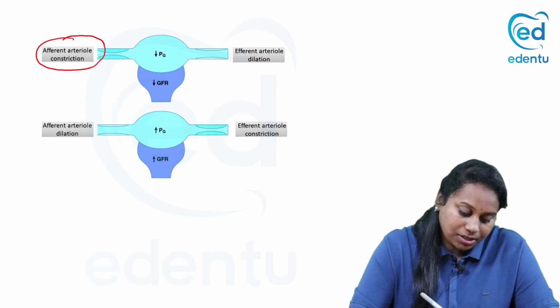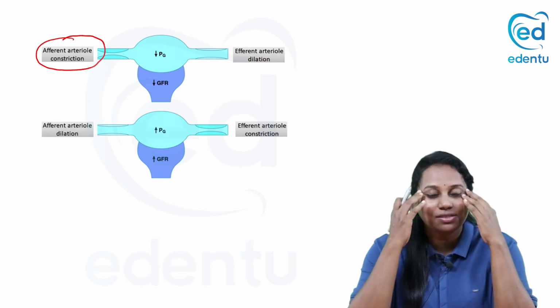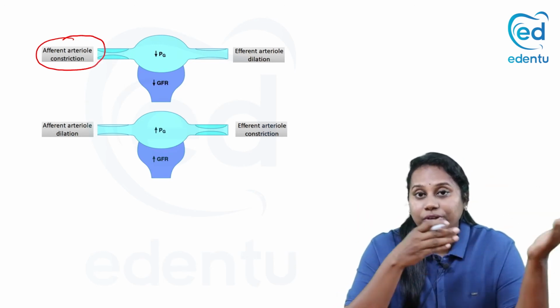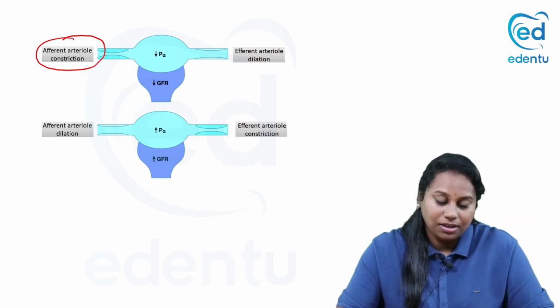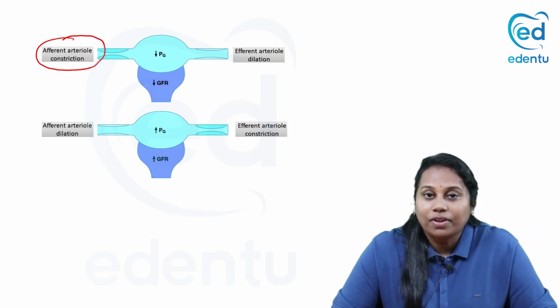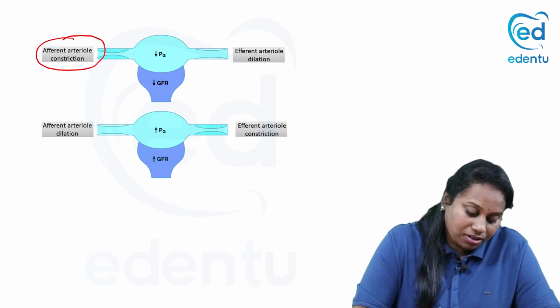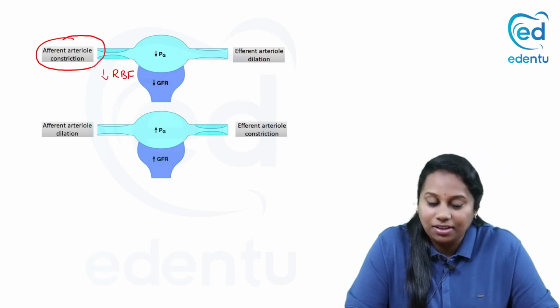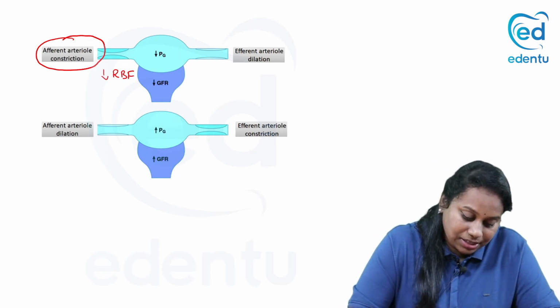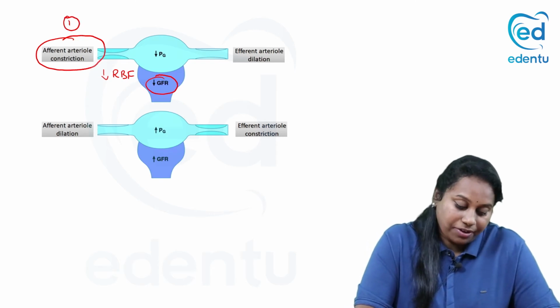Afferent arteriole constriction. So what happens when the afferent arteriole constricts? Just think logically. The arteriole which is bringing in the blood, if it is going to constrict, automatically blood flow will decrease. When there is no blood at all, what is going to filter? So there will be no filtration. So afferent arteriole constriction will decrease the renal blood flow. When there is no blood, nothing is going to be filtered. So filtration decreases. So there is a decrease in GFR. So this is one factor.